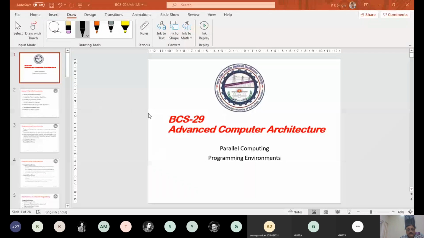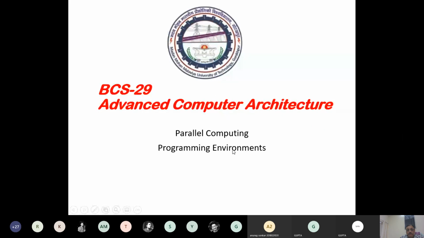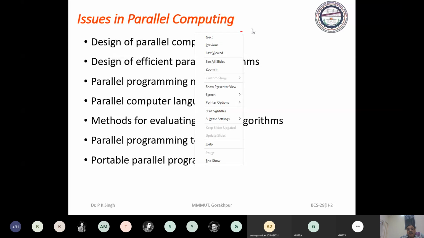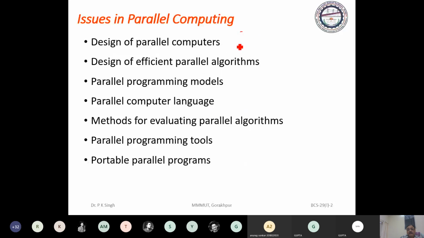So, see, the issues in parallel computing. First issue is the design of parallel computers. How do we design parallel computers? We have to integrate more functional units. Functional units means units that may generate control signals in parallel, and units that may do the arithmetic and logic operations in parallel.